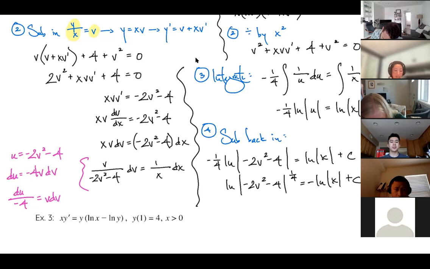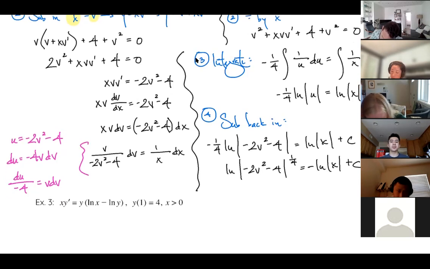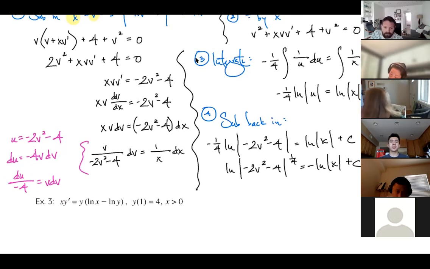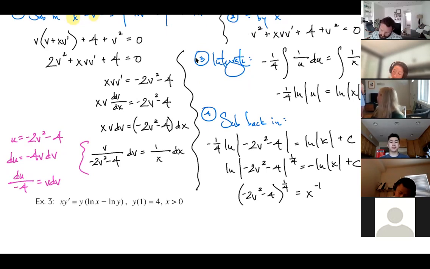And then I can exponentiate both sides, meaning e to the power of both sides, and I will end up with negative 2v squared minus 4 to the 1/4 equals x to the negative 1 times c.